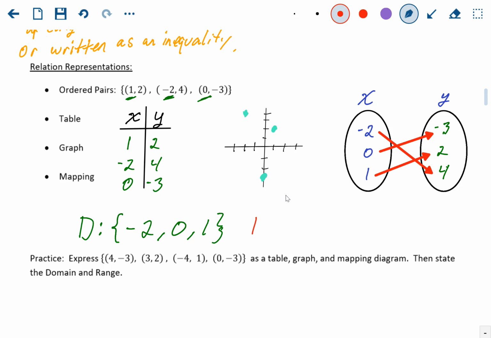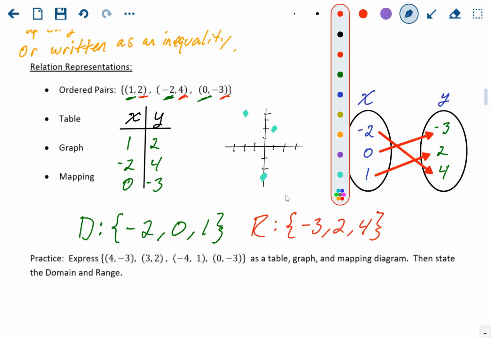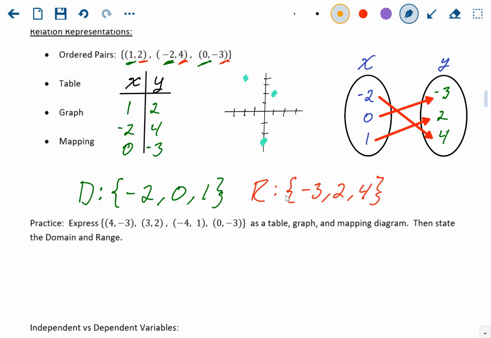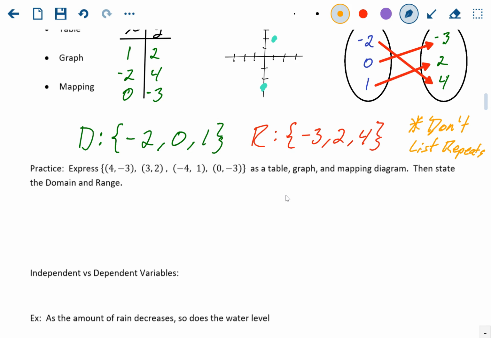The range, same thing. We'll do capital R, colon, curly brackets, and then just list out all the Y values. Now again, you can get the Y values from the mapping diagram, from the graph, from the ordered pair or the table. And our Y values are -3, 2, and 4. So that's our domain and that's our range. One thing to note when you're listing out domain and range is you don't include repeats. Now ours didn't have any repeats, but if there are repeats, don't list them twice. I'm going to skip the practice for now and do that at the end.